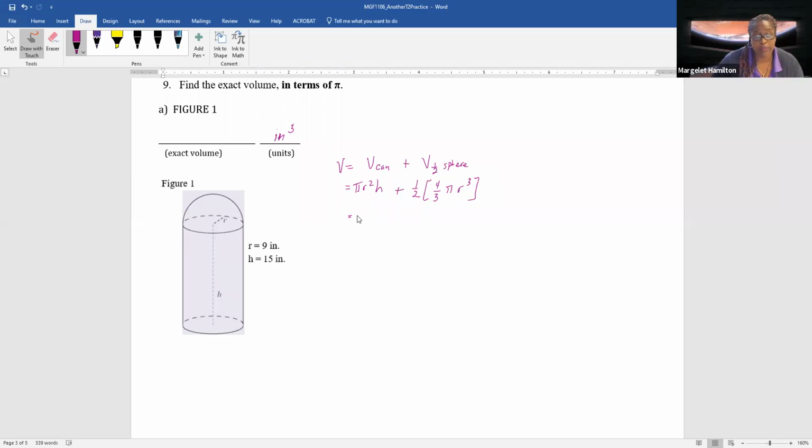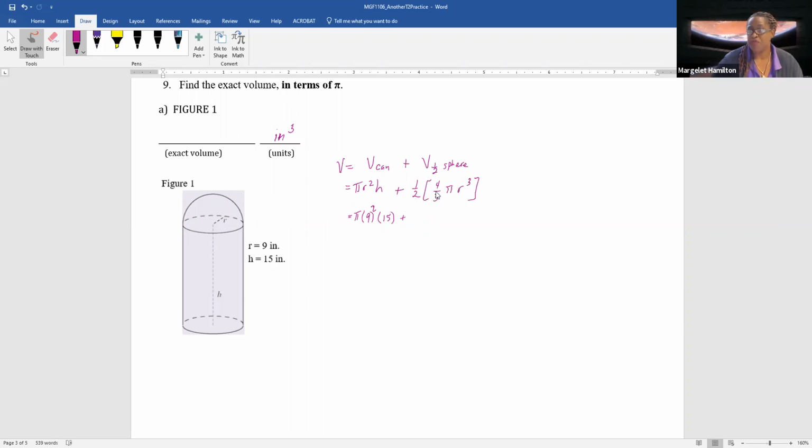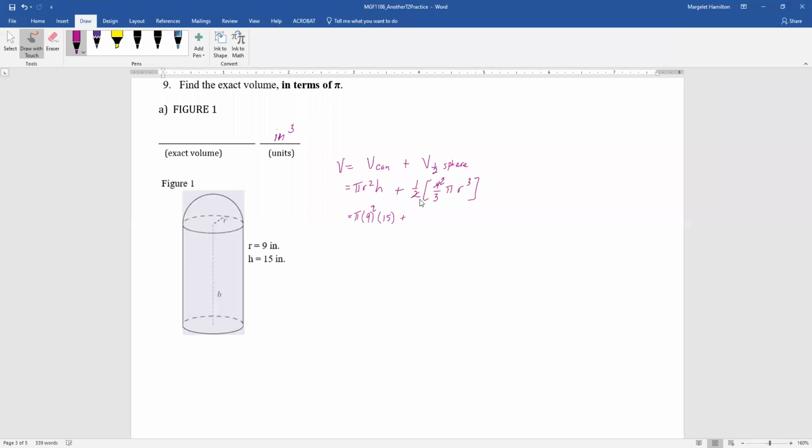Now plugging it in. My radius is 9, and I've got to square it. The height is 15. You see how I have these two fractions here? That gives me the heebie-jeebies. I don't like it, okay? You can get rid of them. We're going to do it right now. Can we see that 2 goes into 4 two times? Yeah. I got rid of this one on the outside. Is everybody all right?